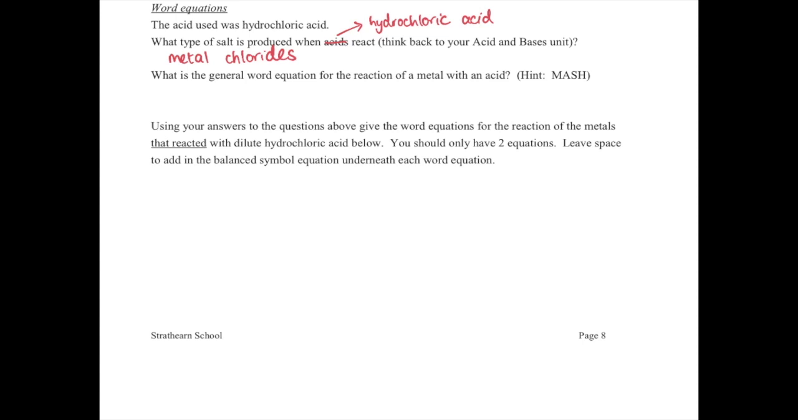The next part of your notes asks you what is the general word equation for the reaction of a metal with an acid, and the hint is MASH.